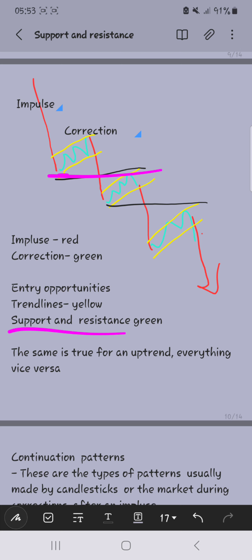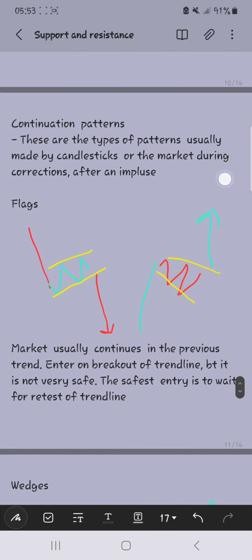So for your support and resistance, as you can see, the market can pull back in a corrective manner to this zone over here, to this zone flip, right? And you can get your entries, right? So that's how you have to look for your entries, right?